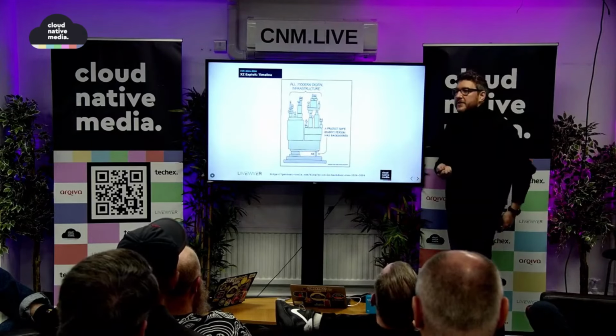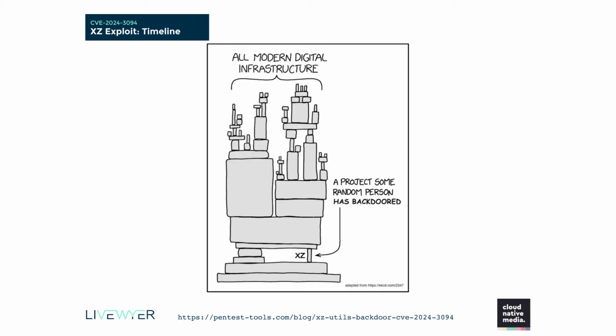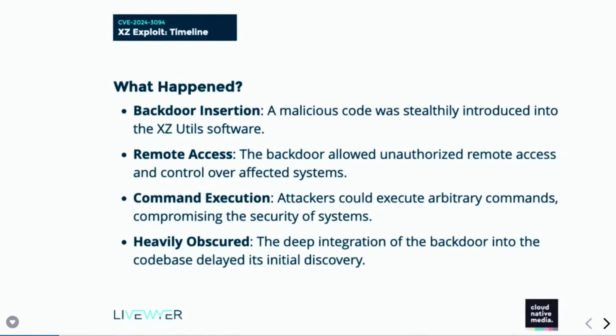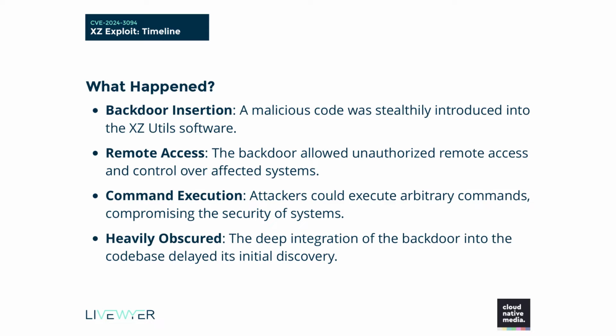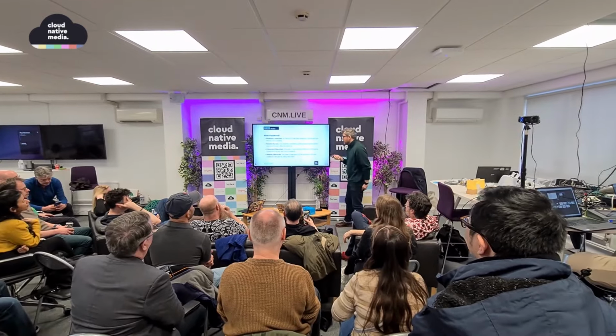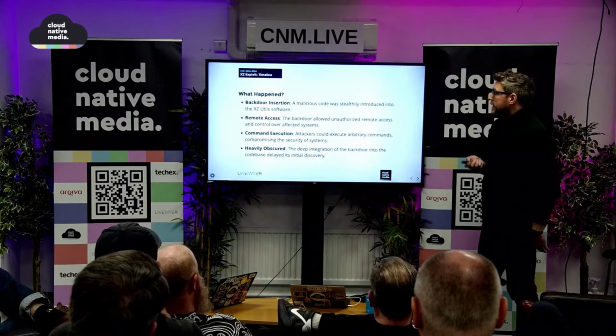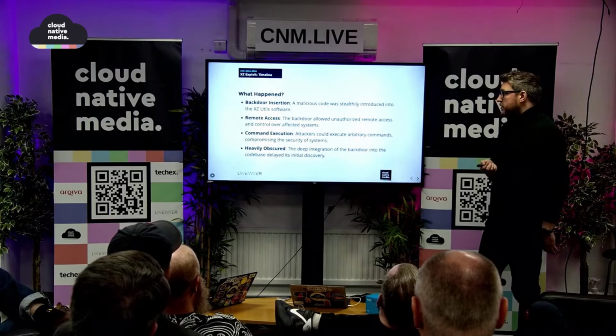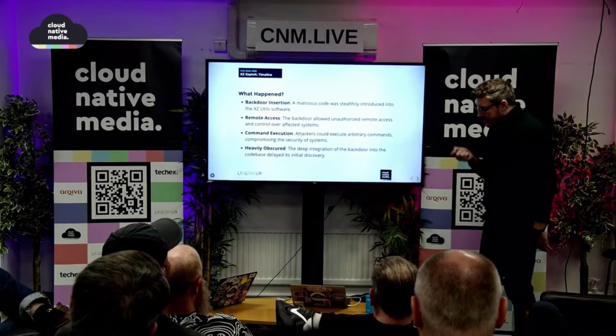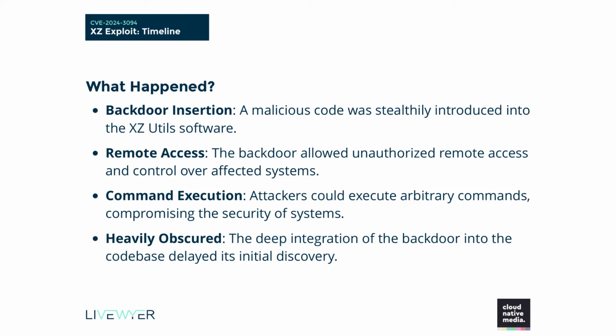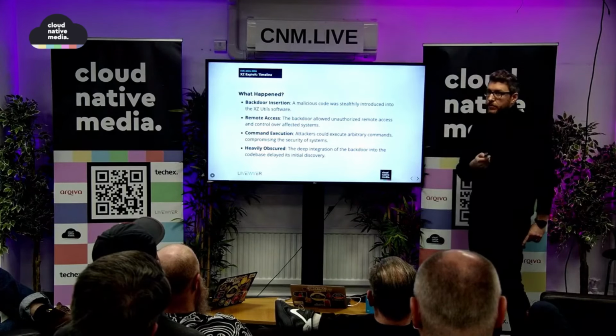Okay, so quite like this. Everyone's seen this one, slightly updated: all modern digital infrastructure, and a project some random person has backdoored. Right, so that's what we got. So what happened? There was a backdoor insertion. Malicious code was stealthily introduced into the XZ Utils software. The backdoor allowed unauthorized remote access and control over affected systems. Attackers could execute commands, compromising the security of systems, and it was deeply, deeply integrated, which delayed the initial discovery of it. So we're going to go into a little bit of how they were able to do that.